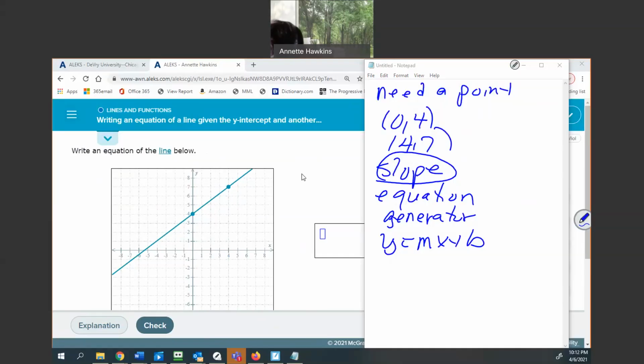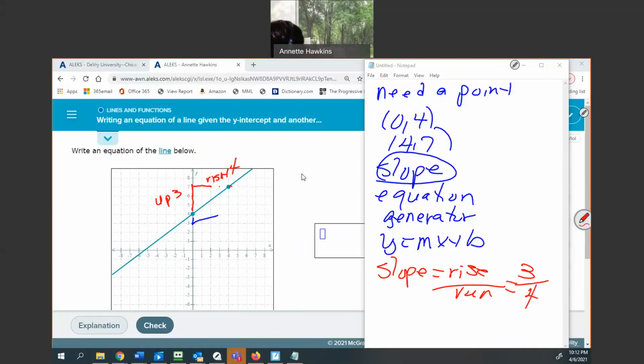Remember how we did this before? I'm at this point, and I need to go to this point. So 1, 2, 3, up 3. 1, 2, 3, 4, right? 4. Slope is rise over run. I went up 3, that's positive 3. I went to the right 4. So my slope is 3/4.